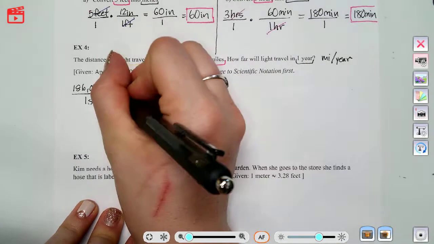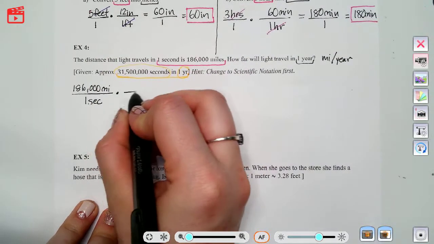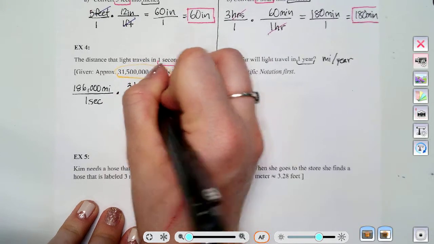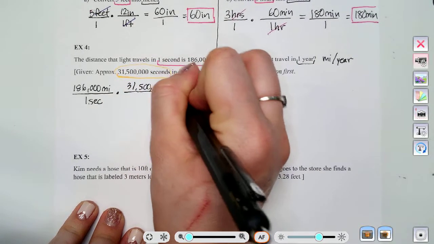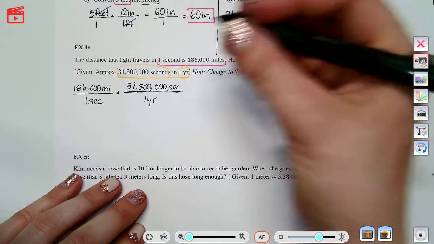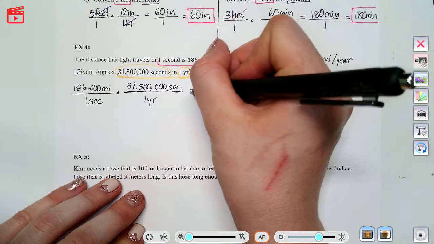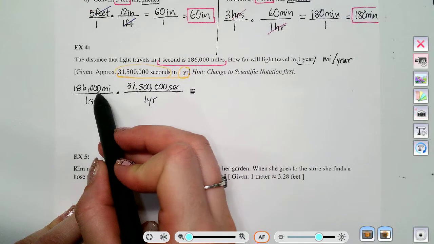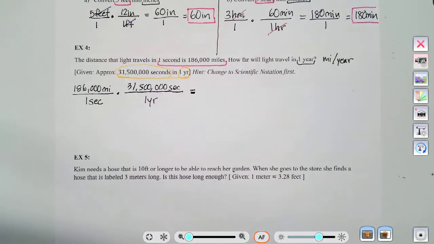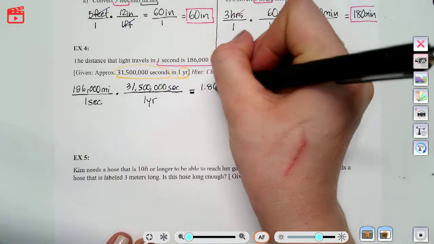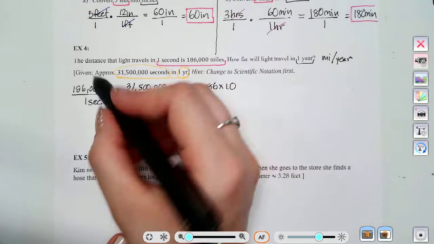Okay, so in order to cancel the seconds, I want it to be across from the other seconds. So I'll write this one down on the top. I put it on the top because I want it to cancel with the seconds in 1 year. All right, I was told to turn this into scientific notation first for solving. So rewriting this to scientific notation. Actually, pause the video, see if you can write it out in scientific notation. All right, that's going to be 1.86 times 10 to the how many powers?